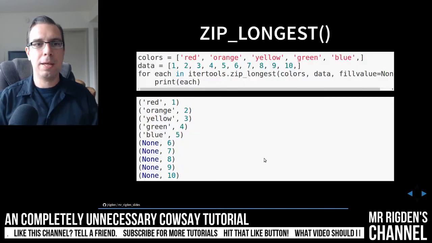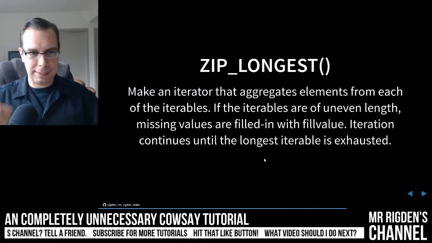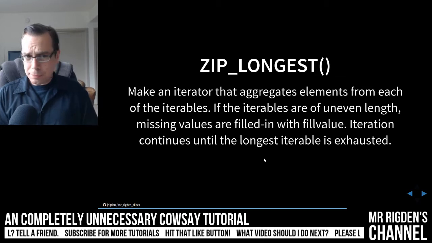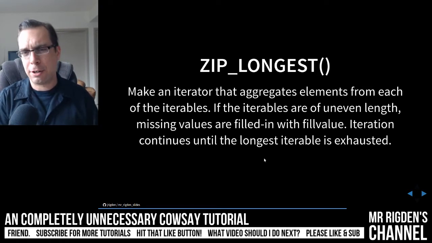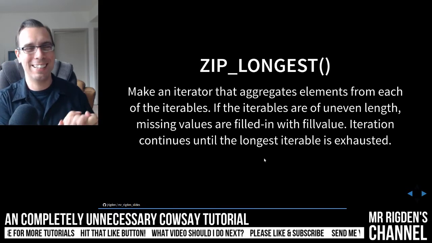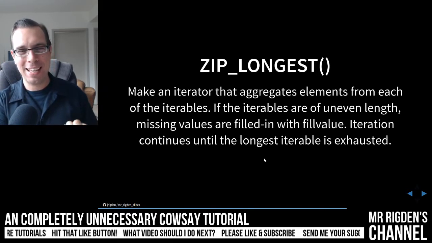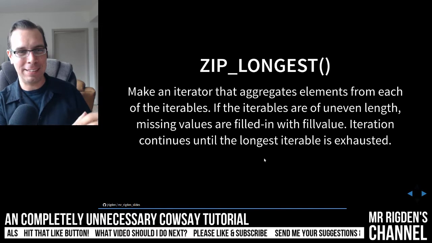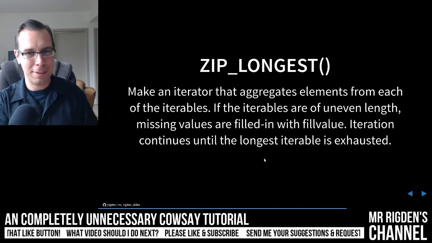Okay, so zip_longest makes an iterable that aggregates elements from each of the iterables. If the iterables are of uneven length, the missing values are filled in with the fill value.